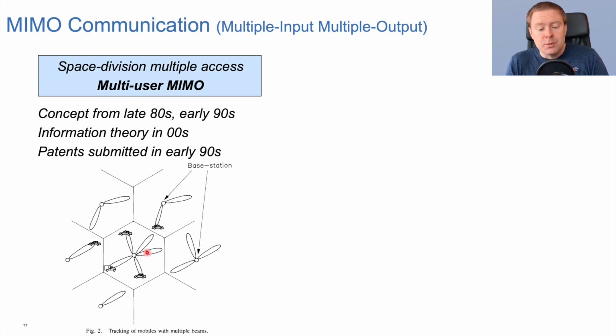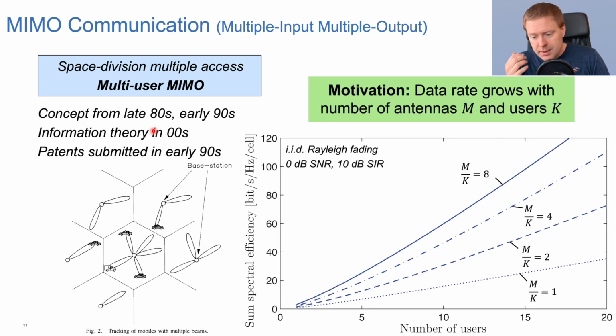And at the time when this concept was created, we didn't have an information theory behind how we would build it. So it was more of an engineering effort than something that was built on some rigorous mathematical theory. The motivation is really that the data rate that you can deliver over a certain frequency band increases with the number of antennas at the base station and with the number of users that you can serve at the same time. So here's an example where I'm changing the number of users from 1 up to 20, and I'm showing the sum spectral efficiency in bits per second per hertz per cell.